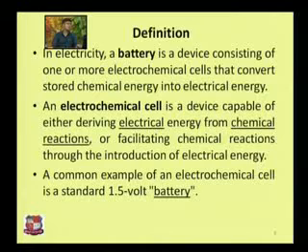By definition, a battery in electricity is a device consisting of one or more electrochemical cells that converts stored chemical energy into electrical energy. So what do you mean by an electrochemical cell? An electrochemical cell is a device capable of either deriving electrical energy from chemical reactions or facilitating chemical reactions through the introduction of electrical energy. A common example of an electrochemical cell is a standard 1.5 volt battery.